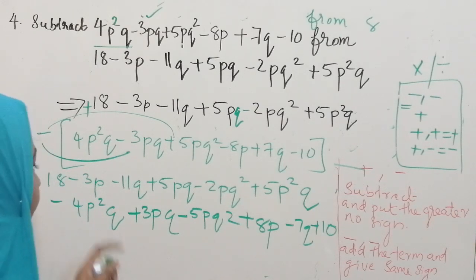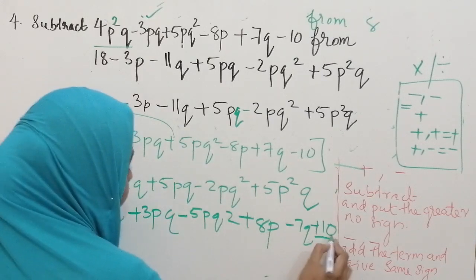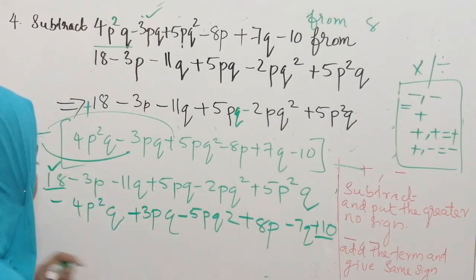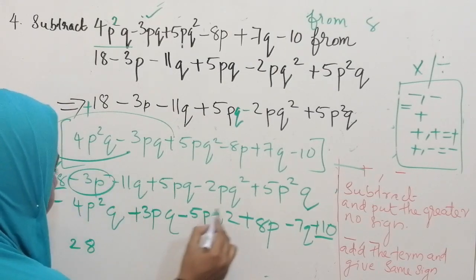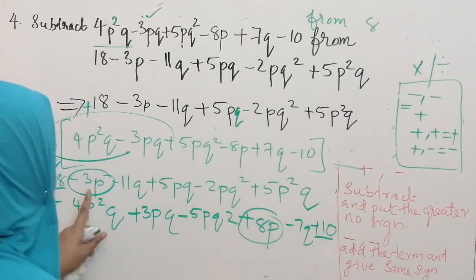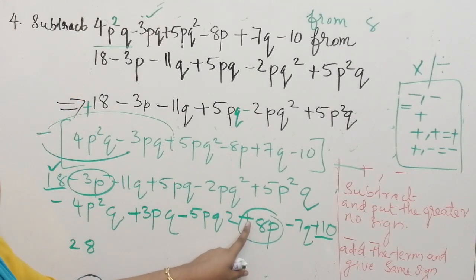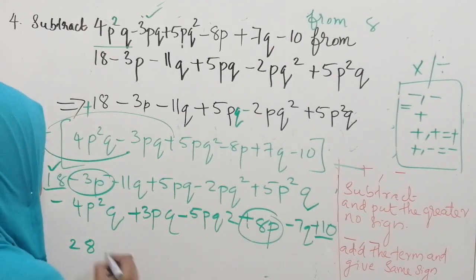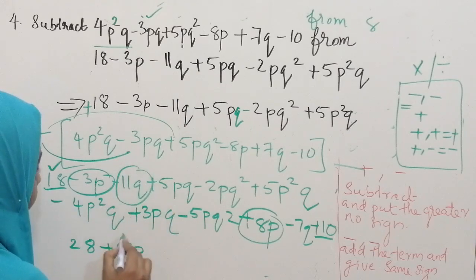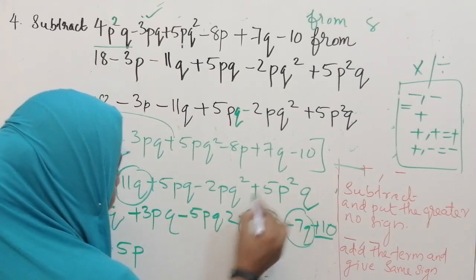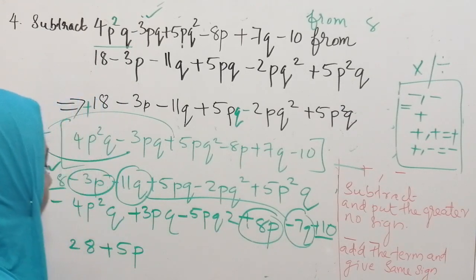So therefore what will be the answer here? You know the first constants, 18 and 10. So 18 plus 10 is 28. Minus 3p and plus 8p. So what is the answer? Here you can see different signs. That means you subtract and give the greater number's sign. So plus 5p. So next, 11q and minus 7q. Here you can see 11 minus 7 means 4q.